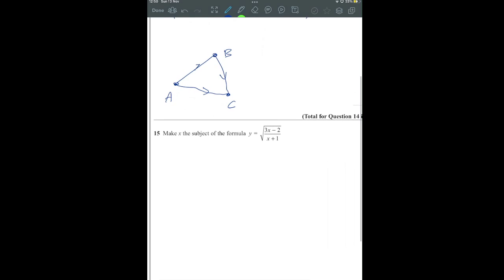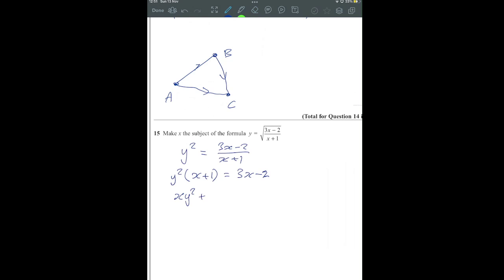Make x the subject of this formula. First problem is that big square root, so let's get rid of that first. Squaring the entire equation gives me a y squared on the left and just the fraction on the right. Now it's a fraction, I don't like fractions, so I'm going to multiply up by the denominator. Now those brackets on the left are essential, that random bracket wasn't, because it's the whole of y squared, which is the whole of x plus 1, which is multiplied by y squared.